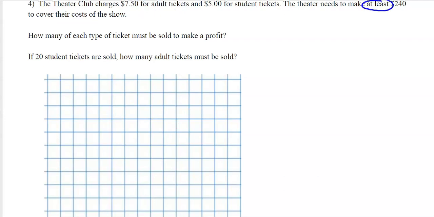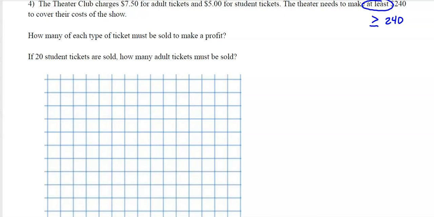So if I need to make at least something, that means I've got to be greater than or equal to 240 to cover the cost of the show. So they have to spend $240 to put on the show. So they need to sell tickets just to get to break even. Then they'll start making some money. How many of each type of ticket must be sold? And if 20 student tickets are sold, how many adults must be sold?